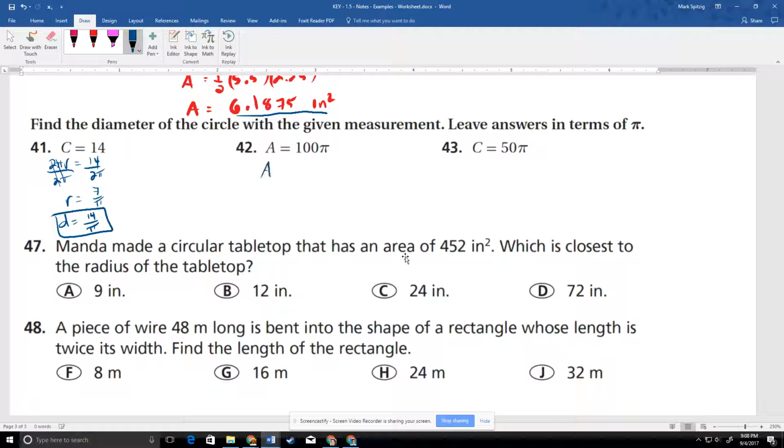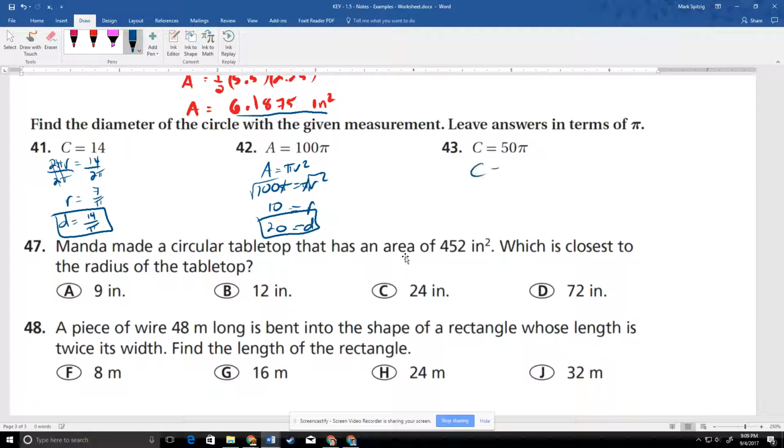In this case, we have the area is also pi r squared. So we can set these equal to each other. So we know 100 pi equals pi r squared. We could divide both sides by pi. They cancel out. We could take the square root of both sides. And again, we're talking about a radius, so we keep the positive value of the square root. So our radius is just 10, which means our diameter is double that, or just 20.